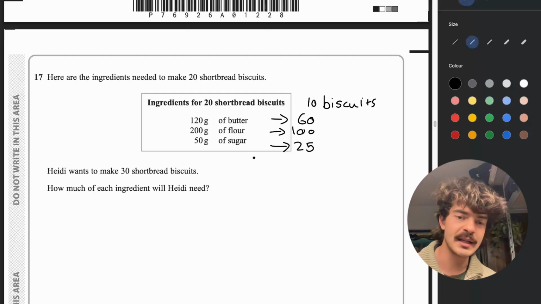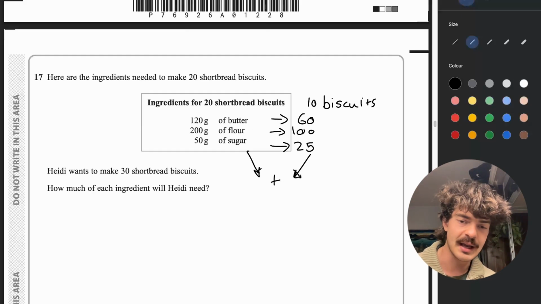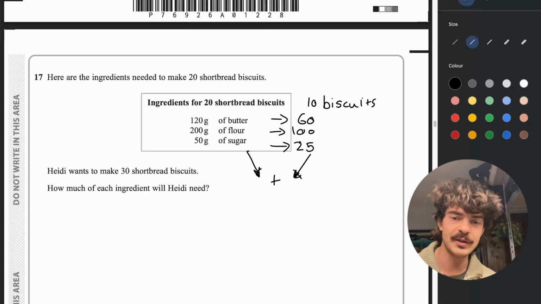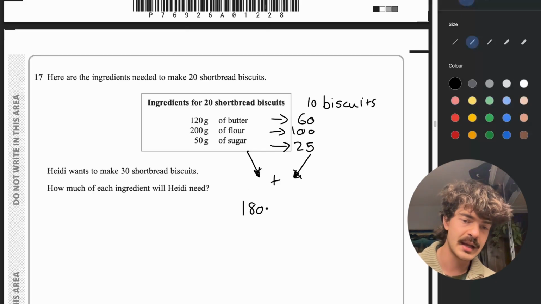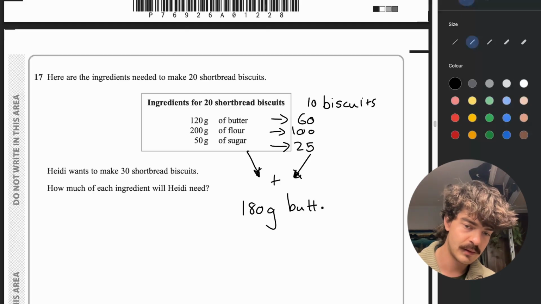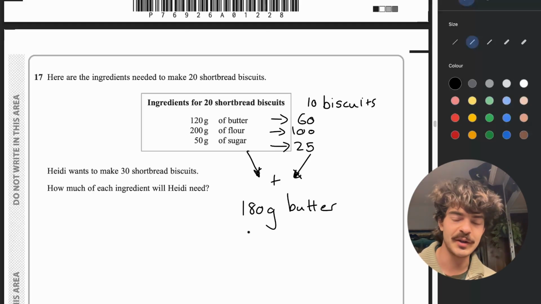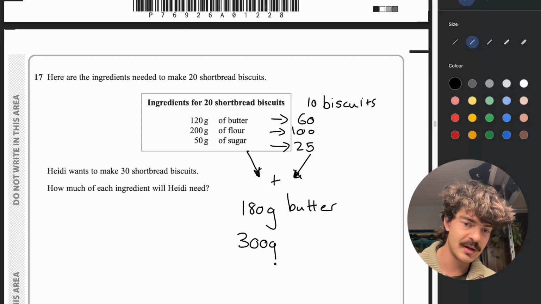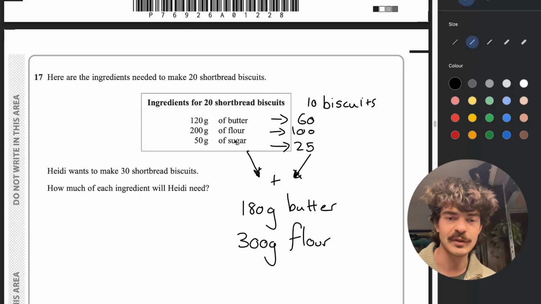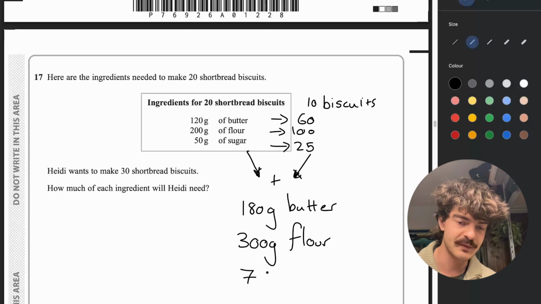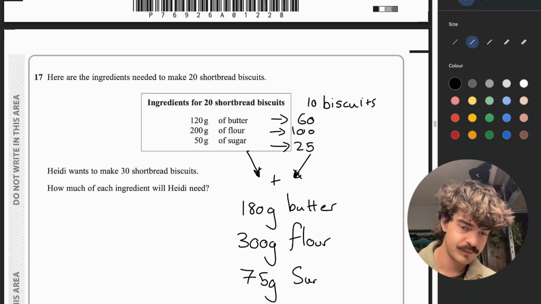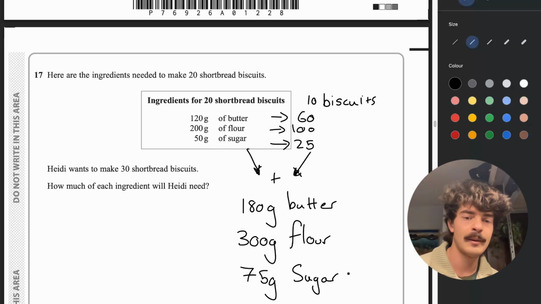Therefore, to make 30, we can just combine what she needs for 20 with what she needs for 10. Right, and this is going to leave us with 120 plus 60, 180 grams of butter, and then 200 plus 100, 300 grams of flour, and last but not least, 50 grams of sugar plus 25 grams gives 75 grams. Nice.